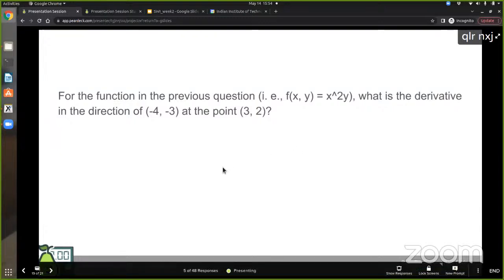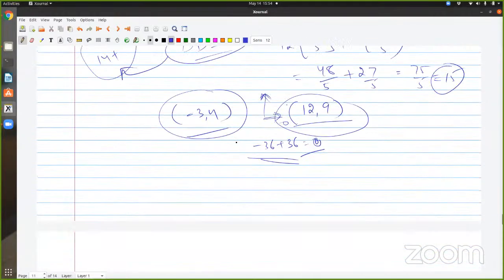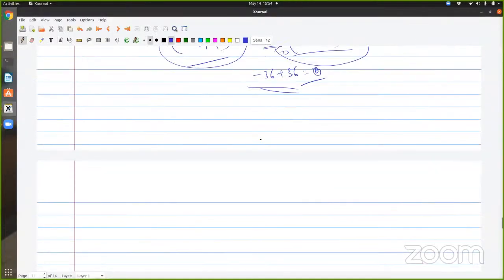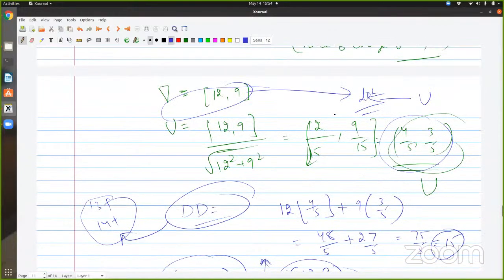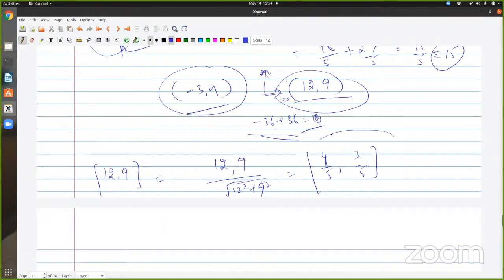Which point do we get the +15? You tell me the maximum, and that was in the direction of gradient, and that was 12,9. Can you convert 12,9 into a unit vector? 12 by 15 and 9 by 15, how much was that coming out to be? 4 by 5, 3 by 5. So this was the direction in which the derivative was coming out to be maximum, which was 15.